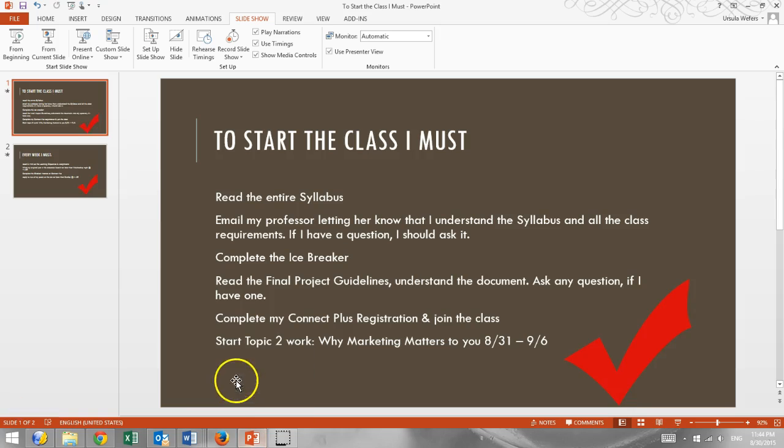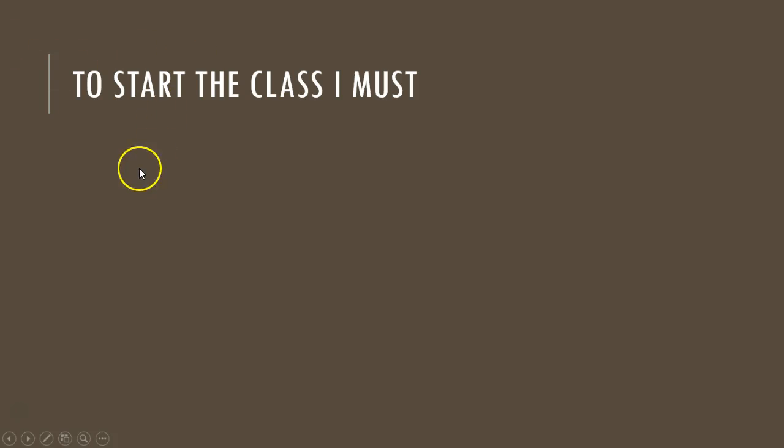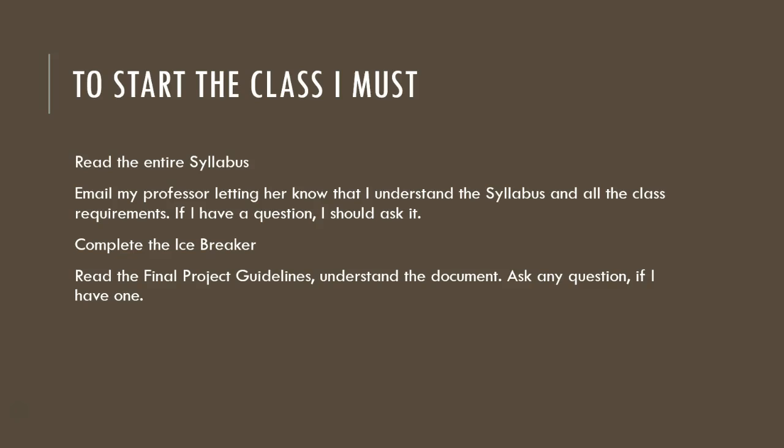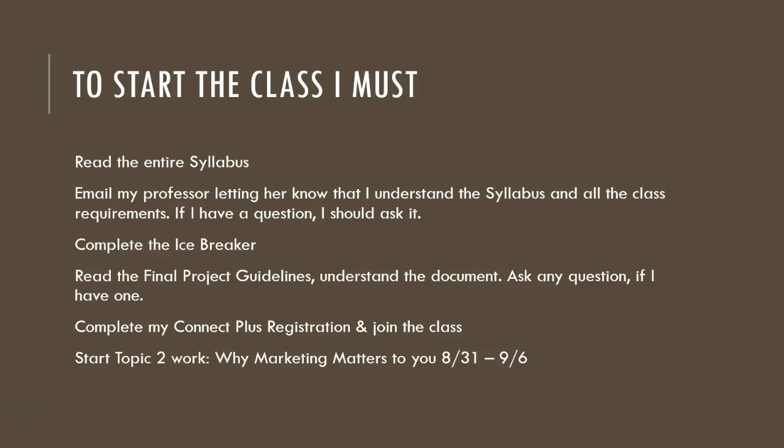So we're going to do a quick recap of what we have discussed. In order to start the class, I must read the entire syllabus, and email my professor letting her know that I understand the syllabus and all the class requirements. If I have a question, I should ask it. I need to complete the icebreaker. I need to read the final project guidelines, understand the document, and again, ask any question if I have one. Once I've done this, I complete my Connect class registration and join the class online. And I should start topic 2 work, why marketing matters to you, which starts on August 31st and ends on September 6th. With all this, I have accomplished my work for this week.